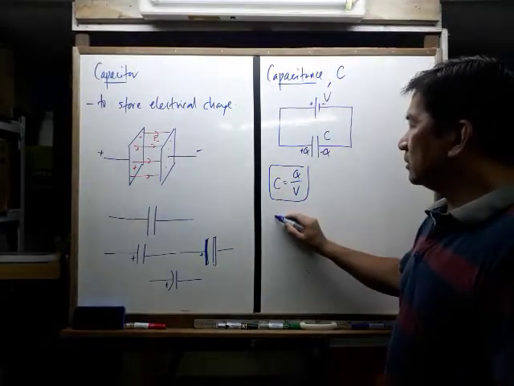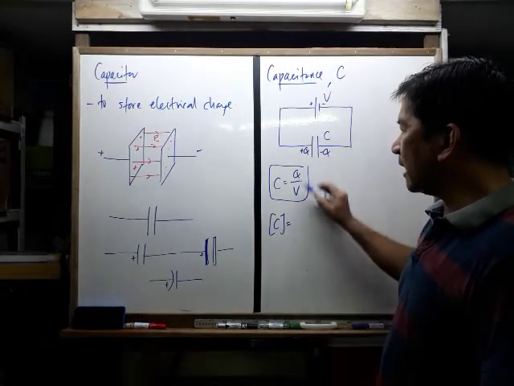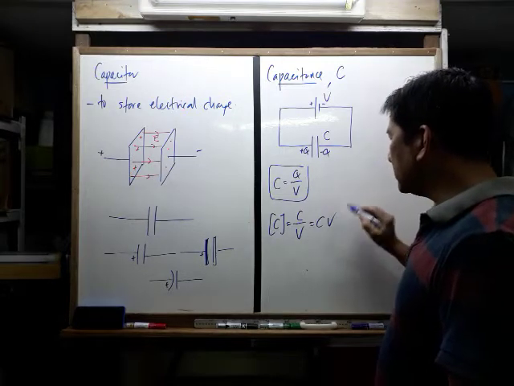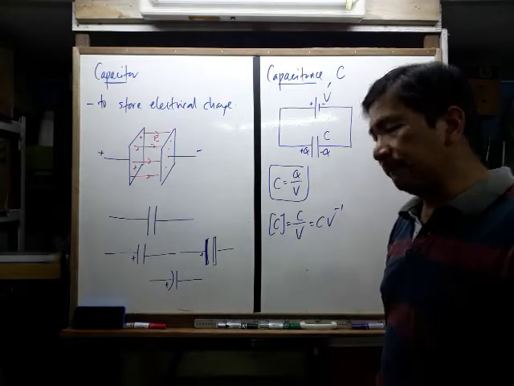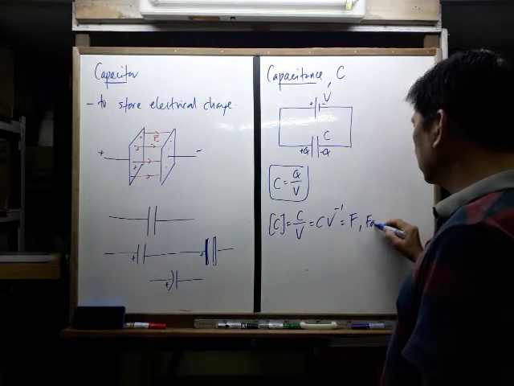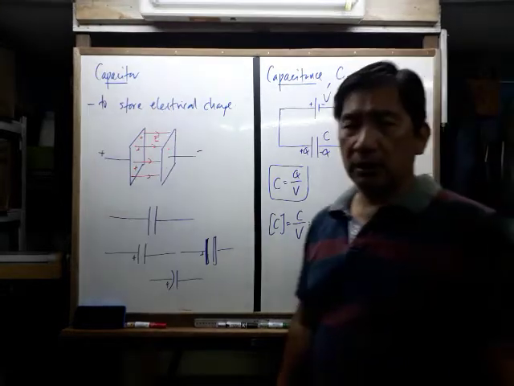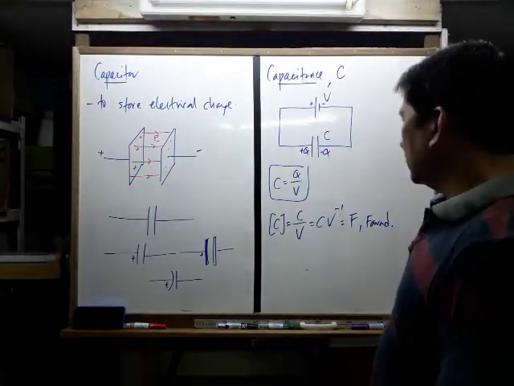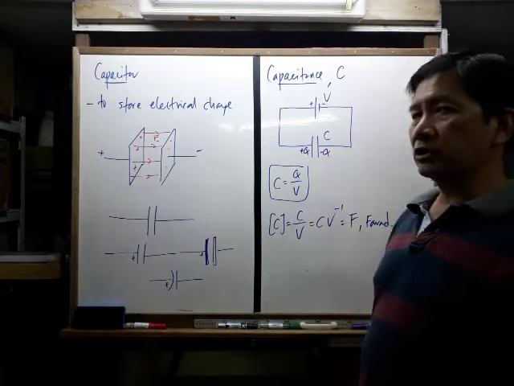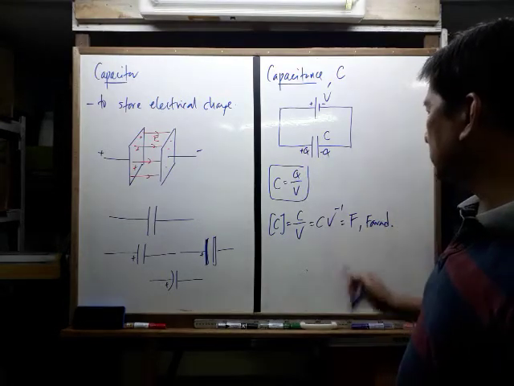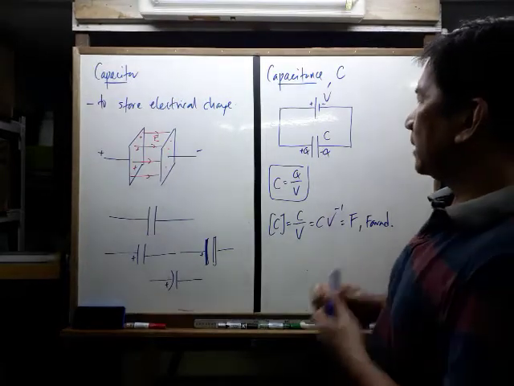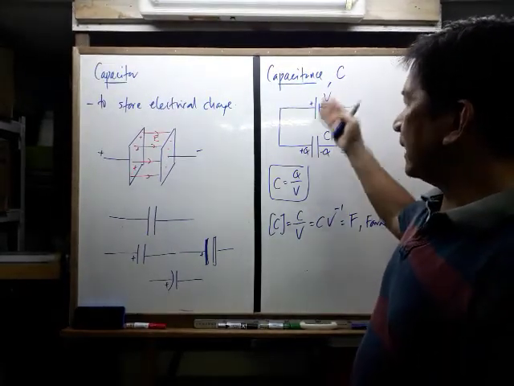So the unit for capacitance is coulomb per volt, or C V^-1. But coulomb per volt is simplified to be farad. So 1 farad is the charge contained on a plate across a voltage of 1 volt. That is 1 farad. The symbol used is the capital letter F. So that is the basic definition for capacitance.